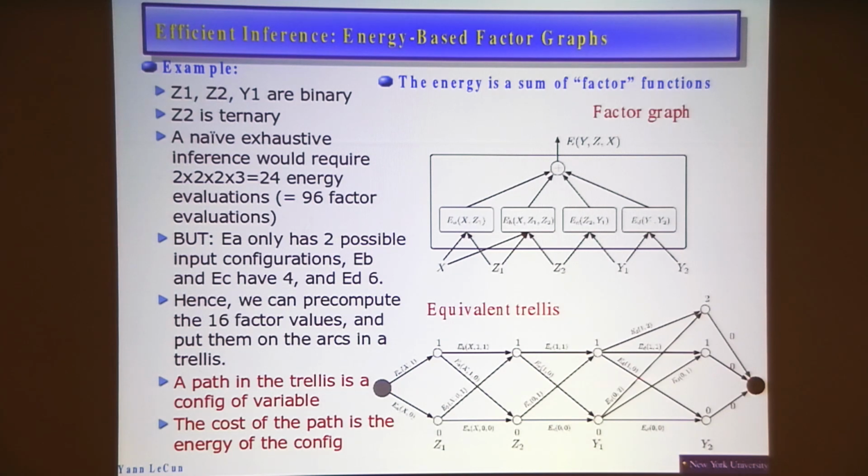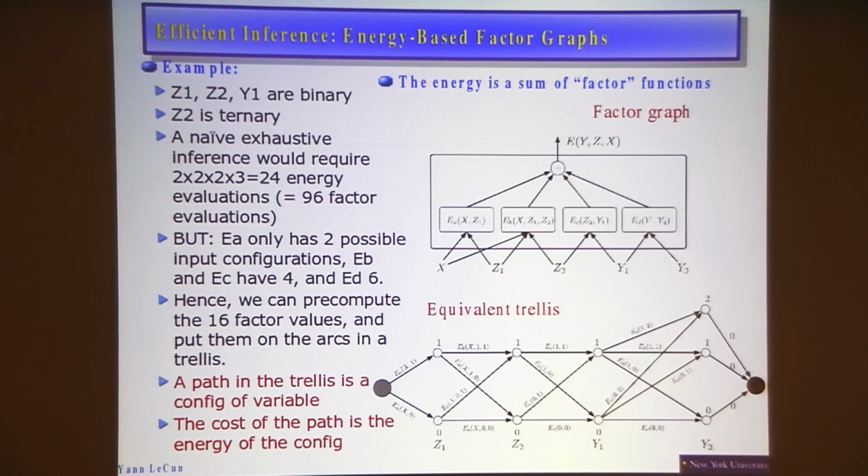And the cool thing about this, because this is a chain graph, is that to find the minimum energy configuration of this graph, we just do a shortest path algorithm within this graph. Okay, we all know how to do this. It's just dynamic programming. So the inference here, the minimization of this energy function, is very simple because it just consists in doing dynamic programming. And if it's a tree, you have to do something akin to belief propagation.